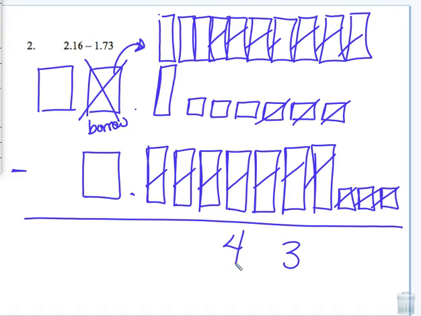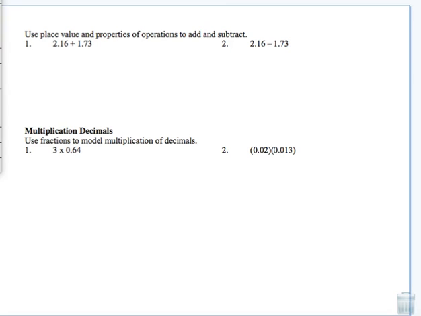Now I only have one unit left in the top and the bottom, so when I subtract, they cancel. And I don't have any ones left. My answer is 43 hundredths. So you will come across the concept of borrowing as well. On the next part, I want us just to add and subtract using the rules for adding and subtracting decimals.